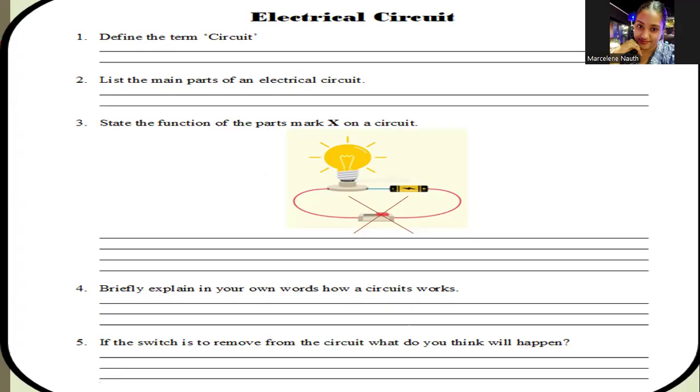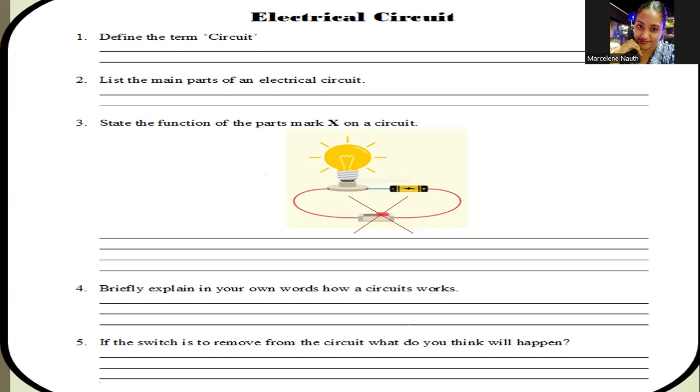Now, let me see who. Can Mary please stand and tell me the answer for number three? Very good. Number three is a switch. And what is the function of the switch? It controls the circuit. Very good.